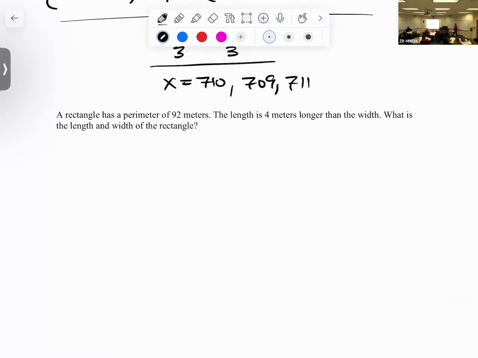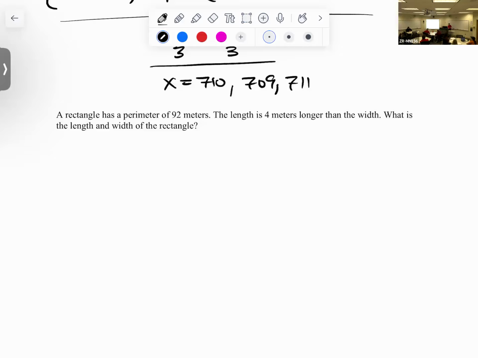A rectangle has a perimeter of 92 meters. The length is 4 meters longer than the width. What is the length and width of the rectangle? So this one, we need to remember the formula for perimeter. What is the perimeter formula for a rectangle? Or let's start with, what's the concept of perimeter? It's the outside. So that would be 2 width plus 2 length.